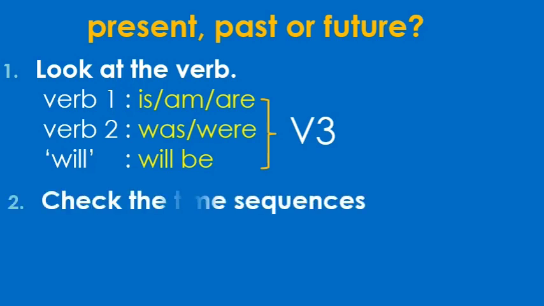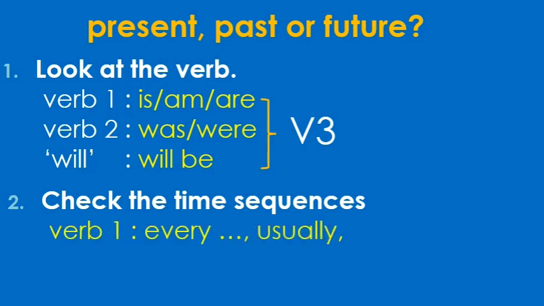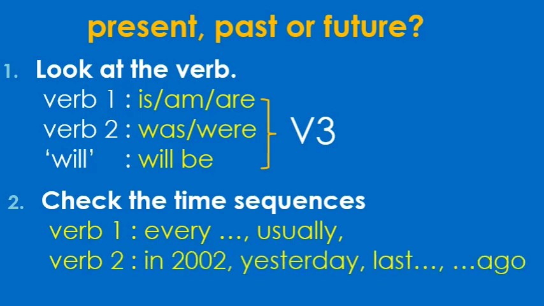And then the second one, check the time sequences. Verb 1 usually use time sequence like every month, every year, every day, or usually, always, often, on Thursdays, and so on. And then for verb 2, of course, time in the past, in 2002, in 1994, yesterday, last week, last month, last year, 2 days ago, a week ago, and so on.